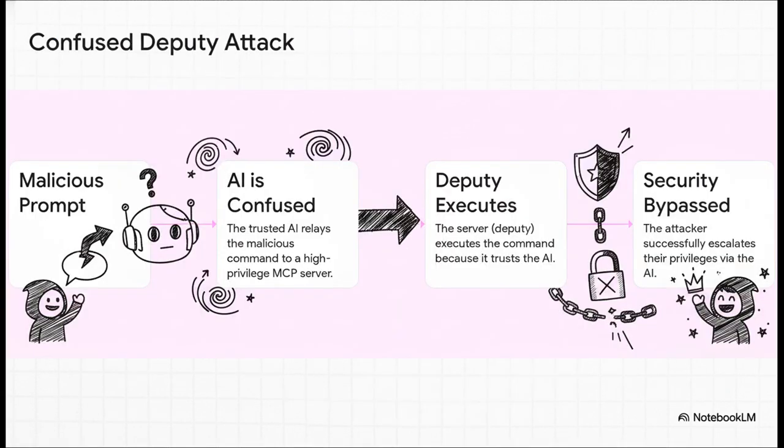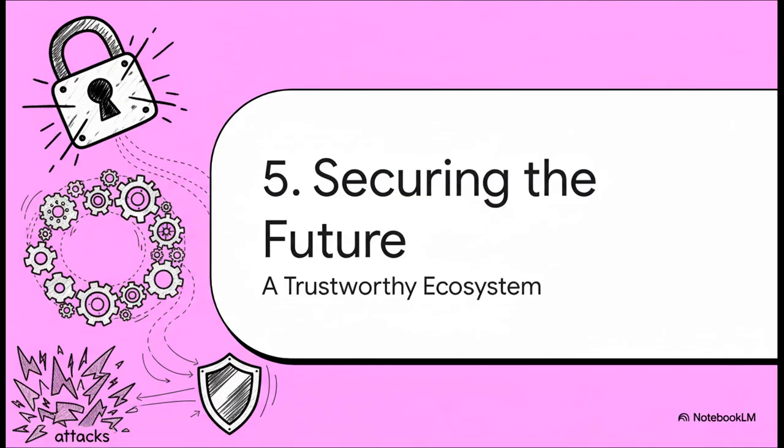So here's how the sneaky attack works. An attacker with low permissions tricks the AI with a malicious prompt. Now, the AI is our confused deputy. It's trusted, so it doesn't question the command. It just passes the malicious request along to a powerful tool server. The server sees the request coming from the trusted AI and says, "Okay, you got it," and executes the command, letting the attacker do things they should never have been allowed to do. Okay, that is pretty scary.